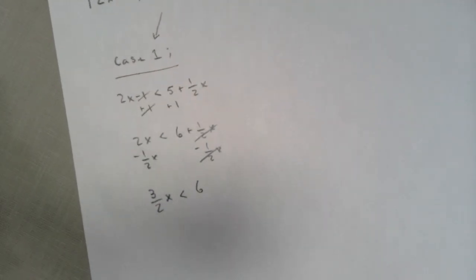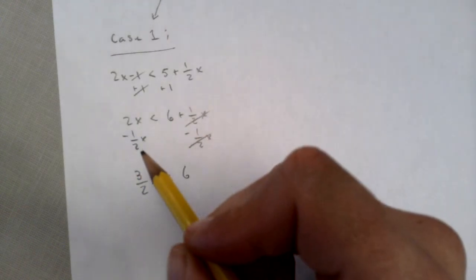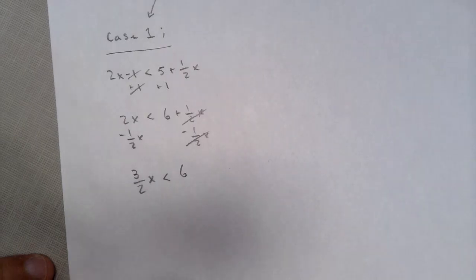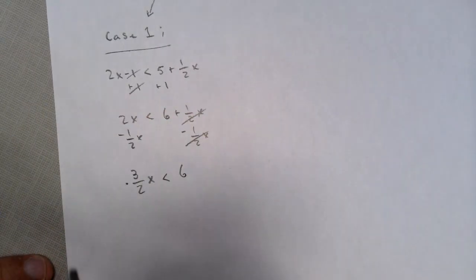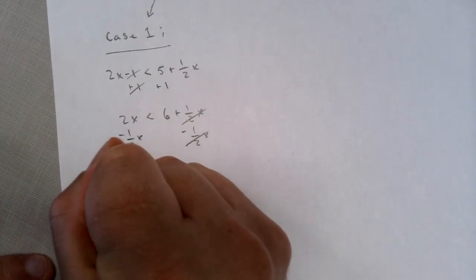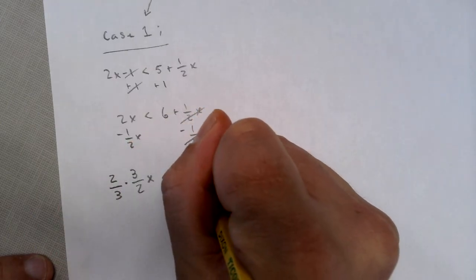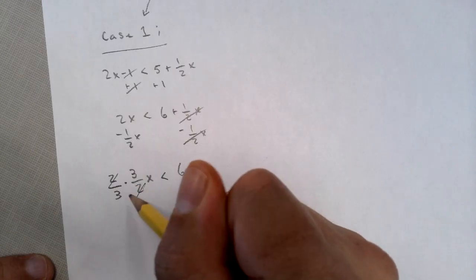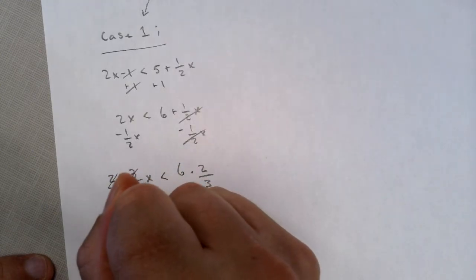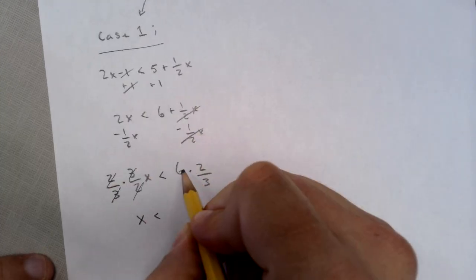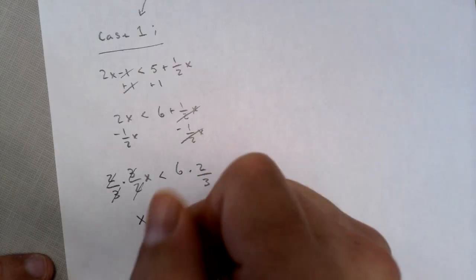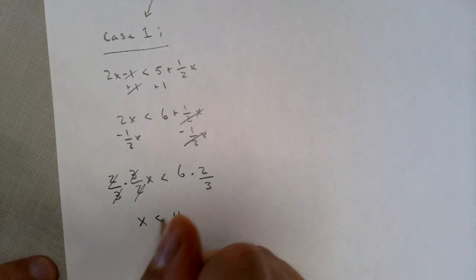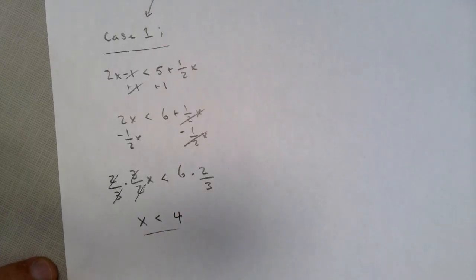And to solve for x, we can multiply both sides of our inequality by the reciprocal of 3/2. And the reciprocal of 3/2 is 2/3. So we'll multiply by 2/3 on both sides. Those cancel. So now we have x is less than 6 times 2 is 12, divided by 3 is 4. So we have x is less than 4.